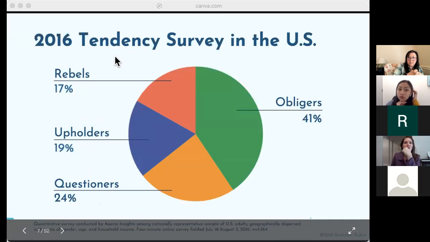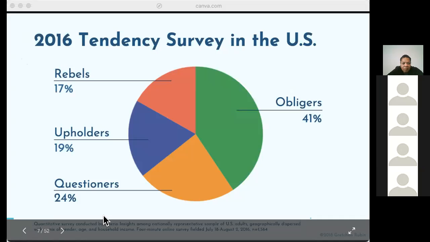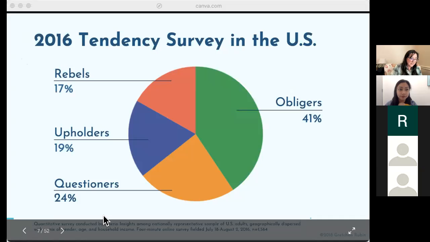Of the people who had taken the quiz, obligers are the largest, followed by questioners, then upholders, and finally rebels. I'm not surprised that we were pretty much split among those two tendencies. It looks about like that, although I didn't go through it real deeply. Was it 50-50, or do we trend a little more toward obliger, I wonder? In general, with a larger sample size, that's probably what would happen.